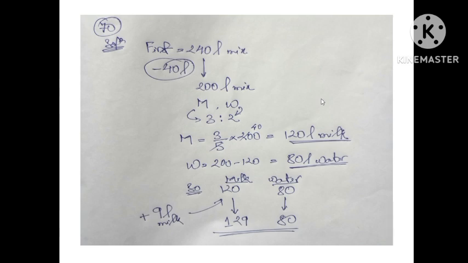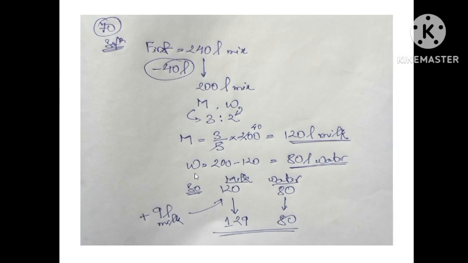So this is the solution for question number 70. I'll not be writing the question here. See, the question is given that there are 240 liters of a mixture. In the mixture, what is present? Milk and water, isn't it? Now first step is what? In the first step, out of this 240 liter, 40 liter is taken out. So how much will be left? Only 200.